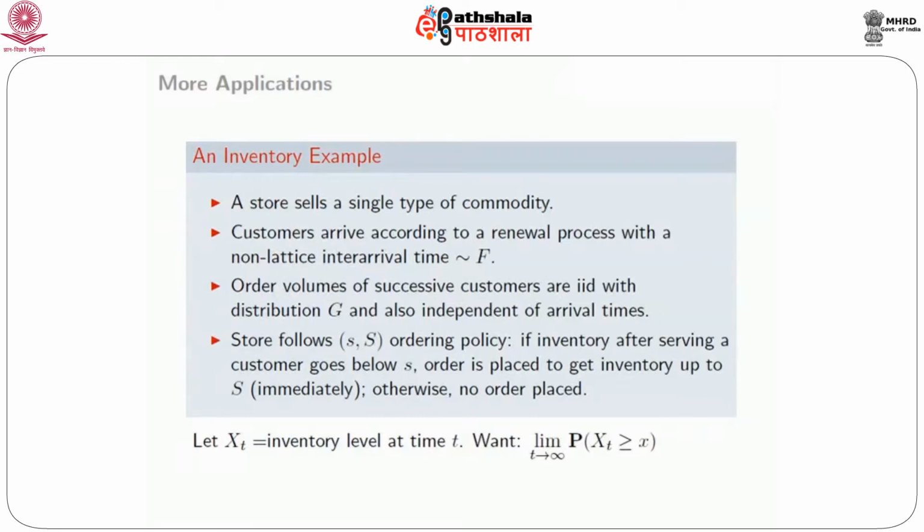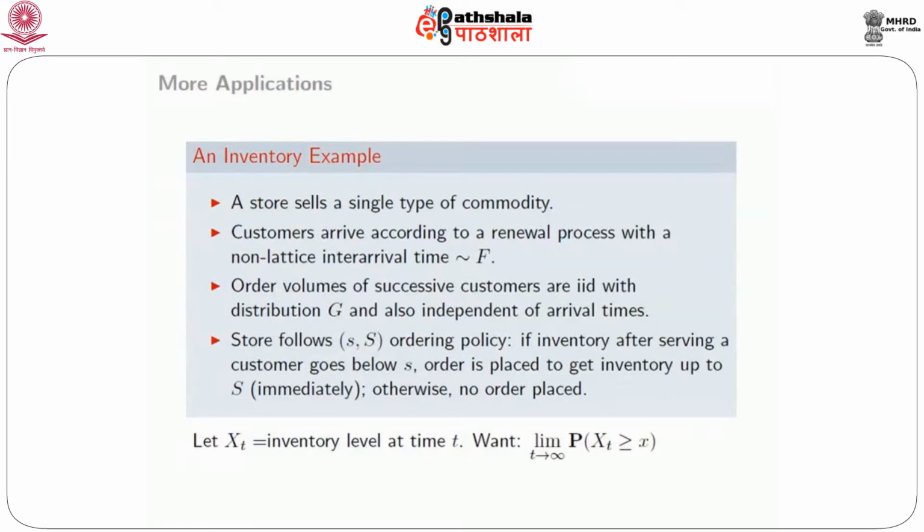What is it? If the inventory after serving a customer goes below little s, an order is placed to get the inventory up to capital S immediately; otherwise no order is placed. So basically, every time that serving a customer makes the inventory go below little s, immediately the stock is updated to capital S by placing a new order, which is immediately served. And no orders are placed until that happens. Okay, so let X_t be the inventory level at time t.